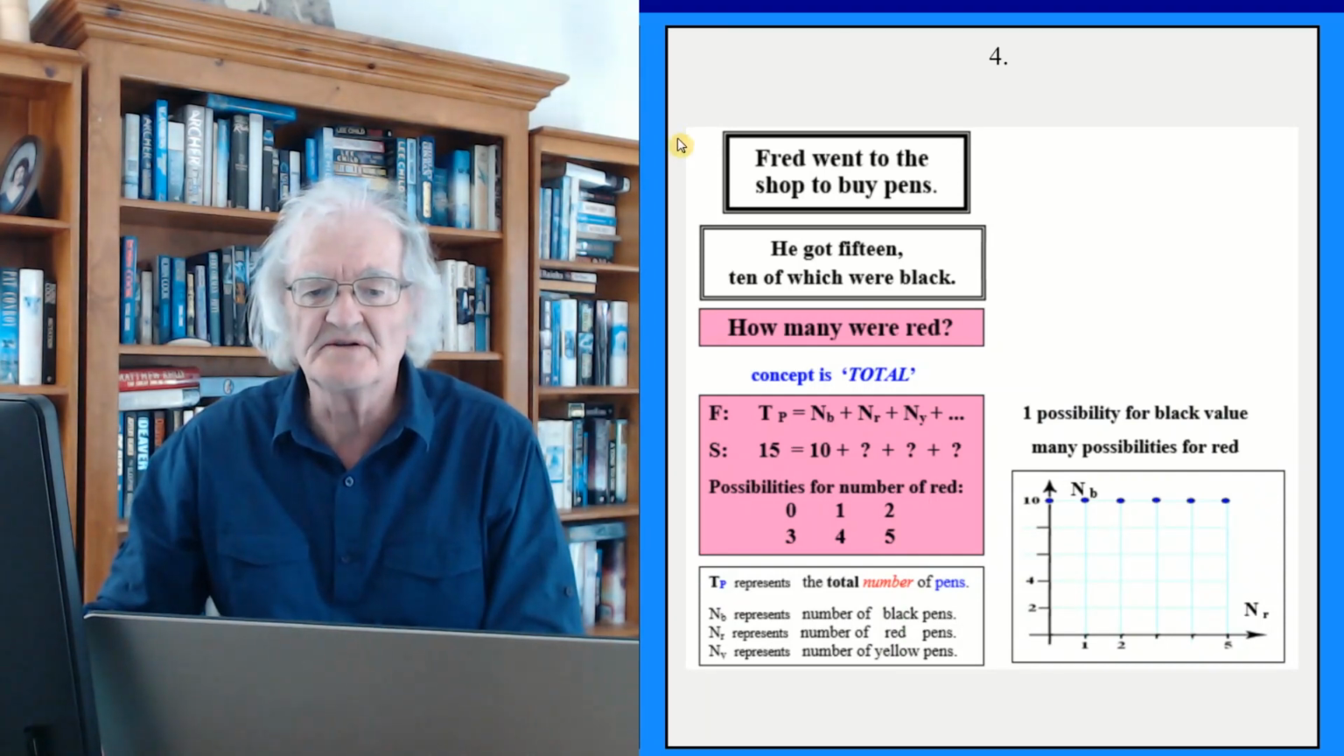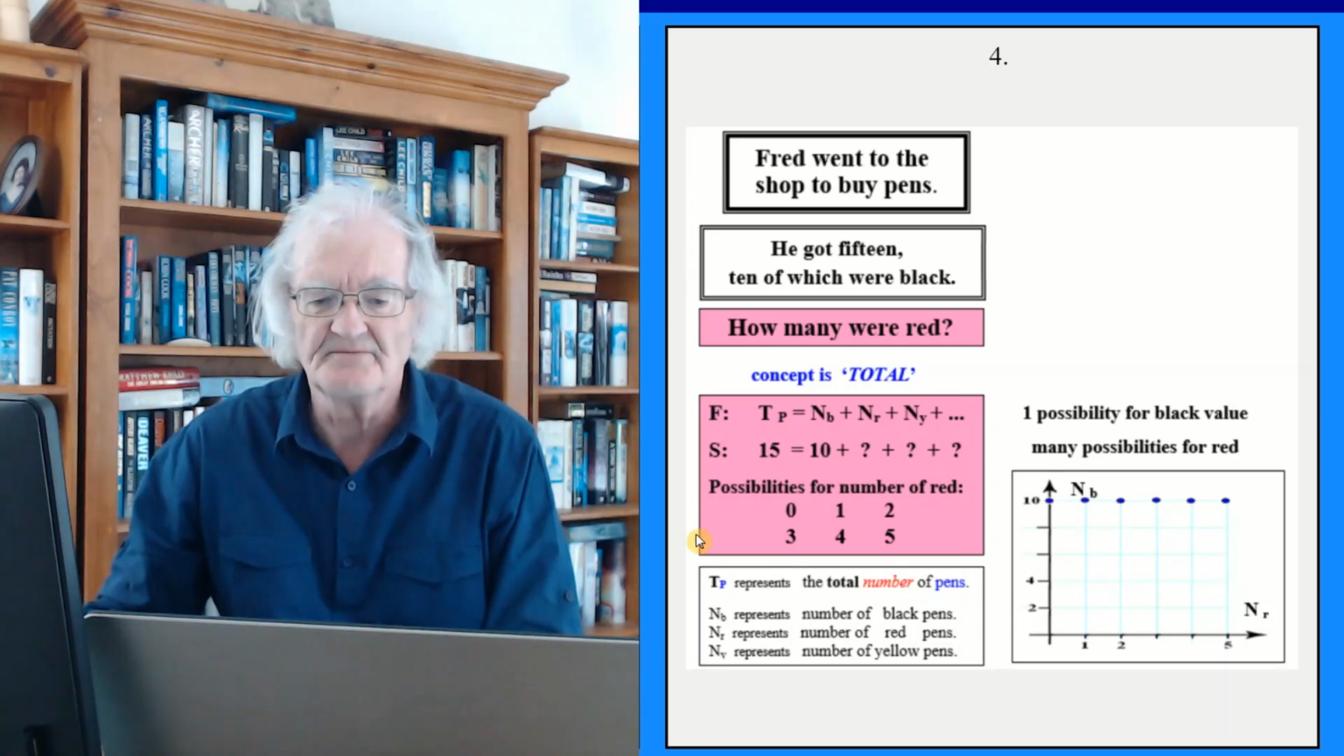So when we turn the problem into a solution, we focus on what the main concept is. And in this case, the concept is total. So we build our structure on the formula for total. The total number of pens is equal to the number that are black, plus the number that are red, plus the number that are yellow, plus etc.